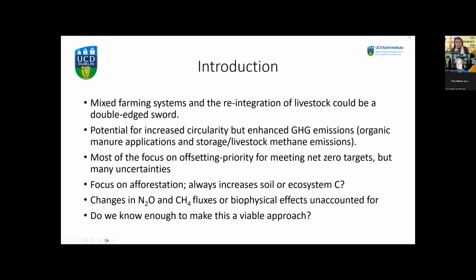And the whole issue about all of this is, do we really know enough about these land use related mitigation actions to make this a viable approach for these new circular systems?